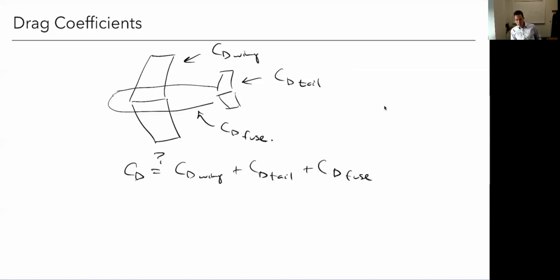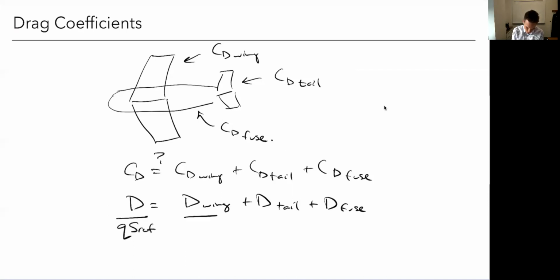Okay, it depends how you use your reference areas. So we can always add the drag. We can say our total drag is the drag of the wing plus the drag of the tail plus the drag of the fuselage. These are just forces, right? And we can add forces together. Okay, so let's see what that means if I can add coefficients. If I use the same reference area, then this is the definition of a drag coefficient of the wing, tail, fuselage. If I use the same reference area, then yes, I can add them together.